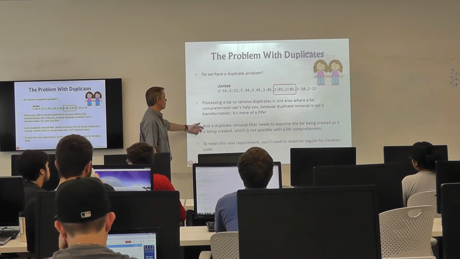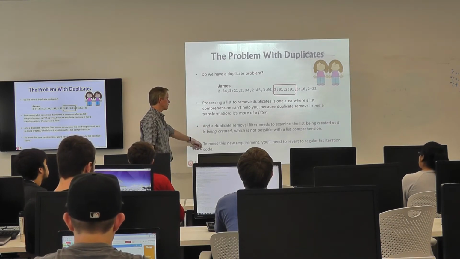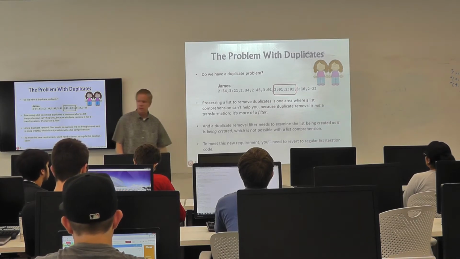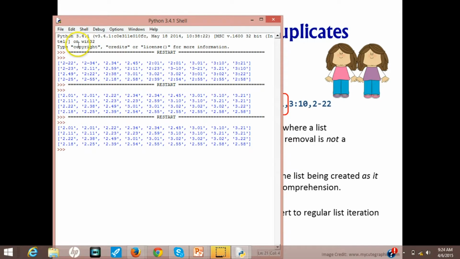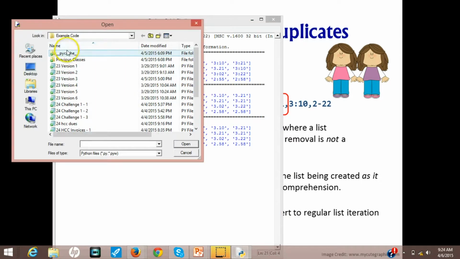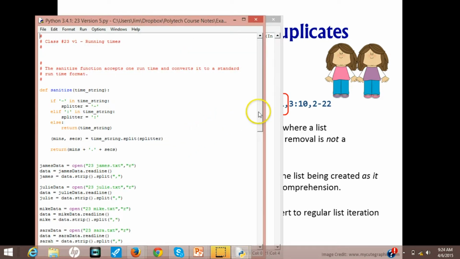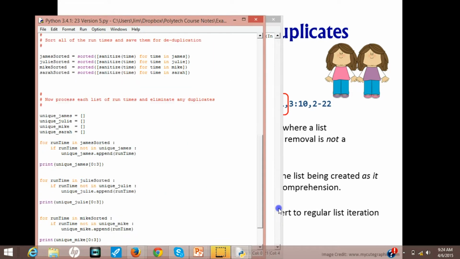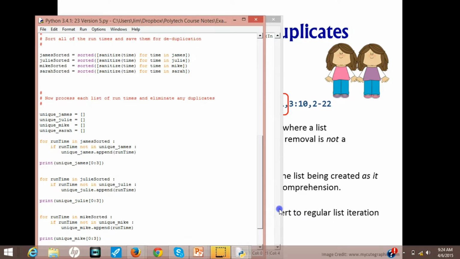A duplicate removal filter is basically what we need. To do this, you're going to have to revert to the regular list iteration code. Taking a step backwards is what we're doing here. Let's see what we've got going on. We recognize this from last time: sorted, sanitized, for time and James. This gave us our list, beautiful and sorted. Now we have to process each of the runtimes and eliminate any duplicates.